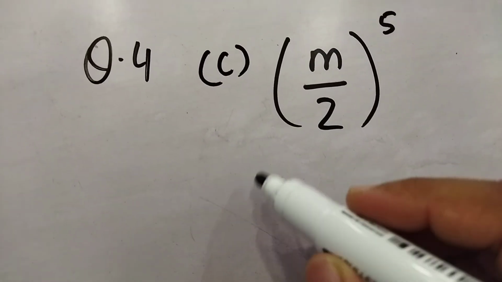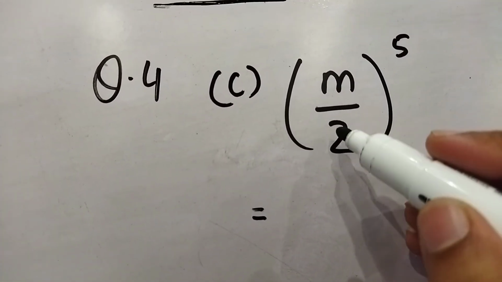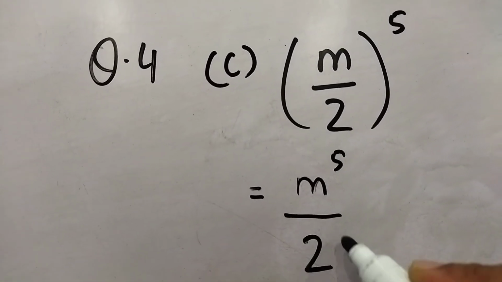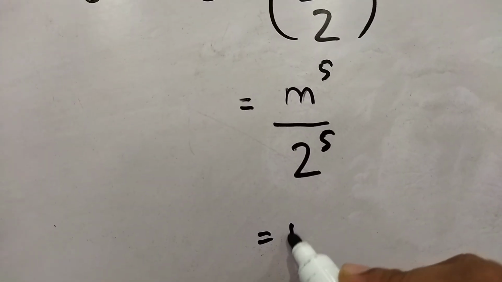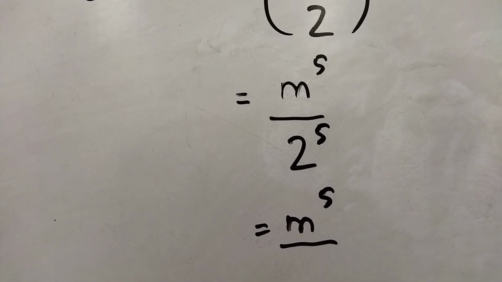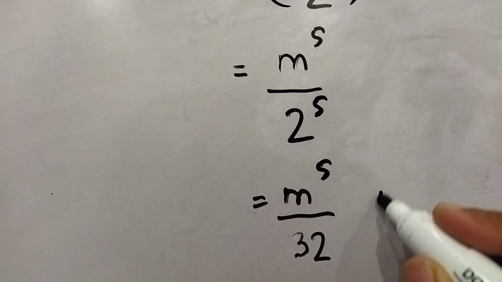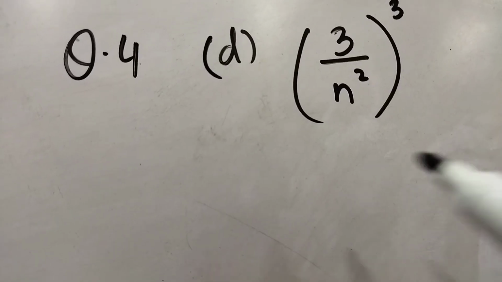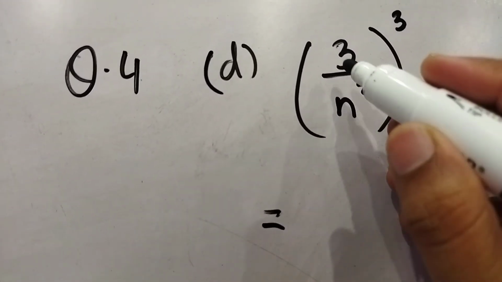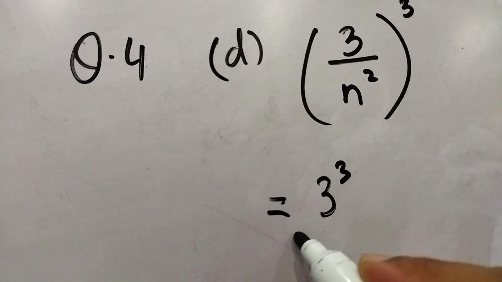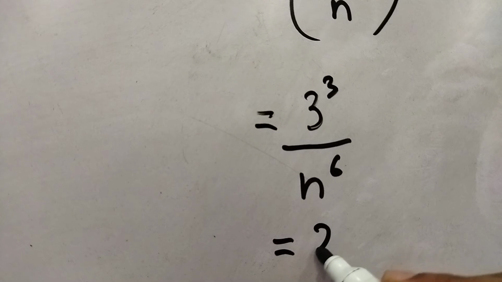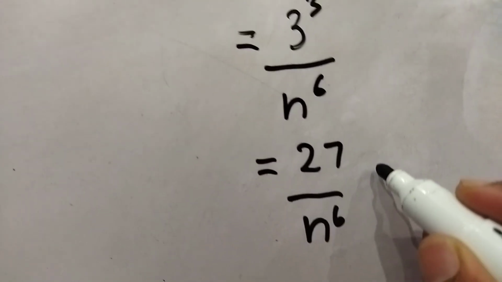Wherever needed. Here we have a question, m upon 2 raised to power 5. So this m goes with 5 and this 2 also goes with 5. The answer would be m raised to power 5 upon 2 raised to power 5, that is 32. Right? This is the answer. Similarly, part D says 3 upon n square, whole power 3. So this is 3 raised to power 3 and n raised to power 2 into 3 is 6. So 3 raised to power 3 is 27 upon n^6. This is the answer, students.